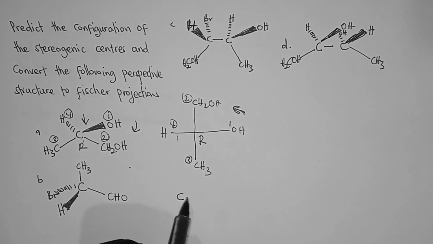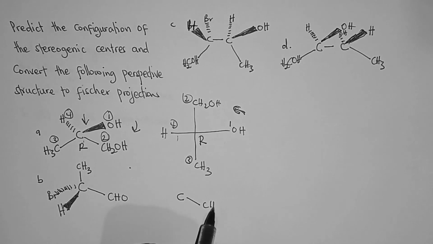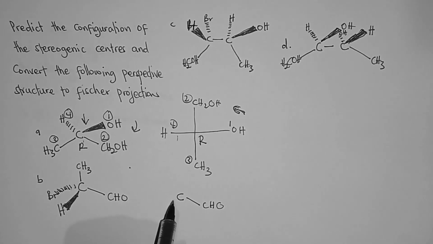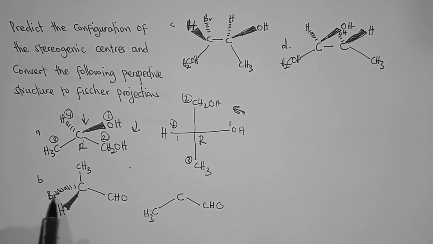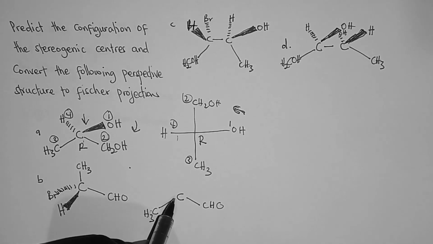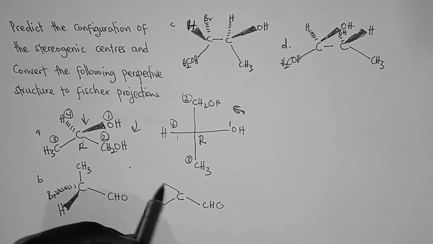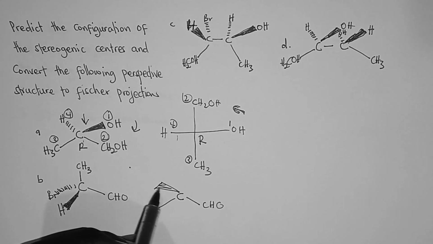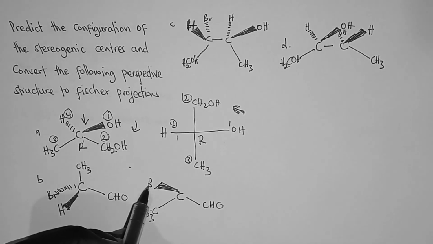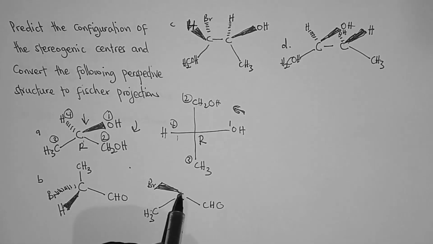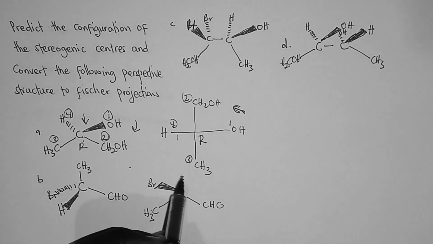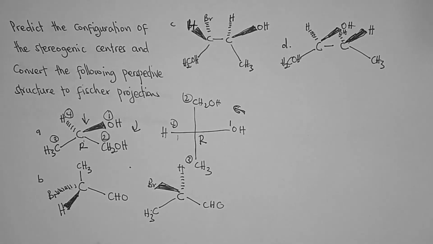And therefore, this is a CHO. And then the methyl group will come here, CH3. Then this bromine was on a wedge bond, but after we are done, it will come on a dash bond. So the bromine is here. And then the proton was on a dash bond. After rotation, it will come on a wedge bond.